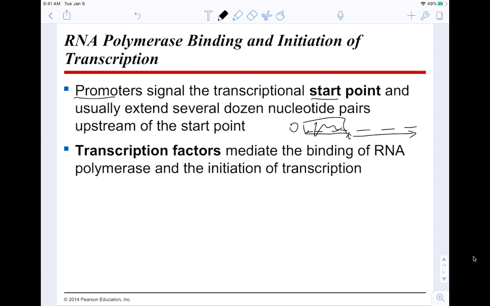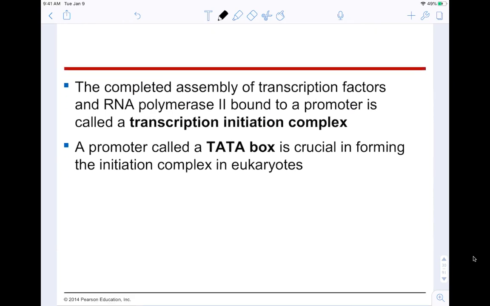Okay, transcription factors are going to mediate the binding of RNA polymerase and the initiation of transcription. The completed assembly of transcription factors and RNA polymerase 2 bound to a promoter is called the transcription initiation complex. So now we have all the pieces together that we need in order to start transcribing this particular region. The promoter is called the TATA box, and it is crucial in forming the initiation complex in eukaryotes such as ourselves.